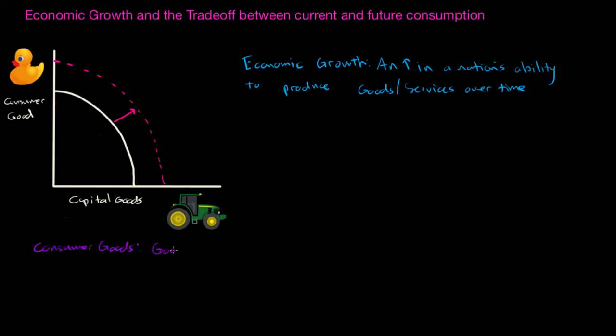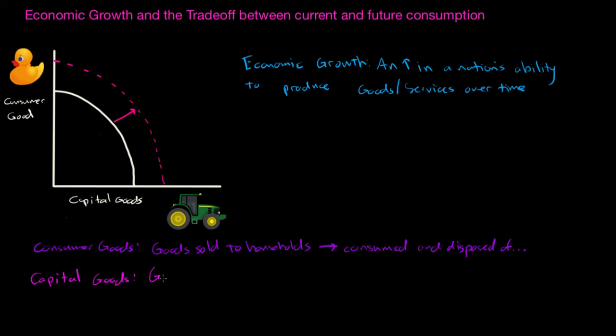A rubber ducky in our PPC is a consumer good. This is a good intended to be sold to households. Consumer goods are used for consumption, and ultimately consumer goods are disposed of. How does this contrast with capital goods though? Capital goods are a bit different. Capital goods are any goods sold to firms. Capital goods, unlike consumer goods, are used to produce other goods.